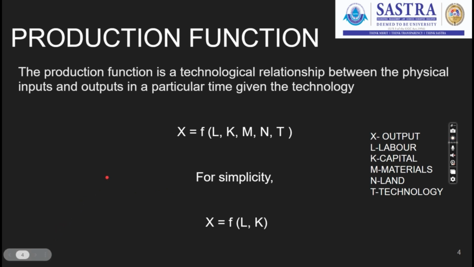So let's define what a production function is. A production function is a technological relationship between the physical inputs and the outputs in a particular time given the technology. This equation here represents a production function. The X output is written as a function of L labor, K capital, M materials, N land, and T technology. But for simplicity, we write X as a function of labor and capital alone.